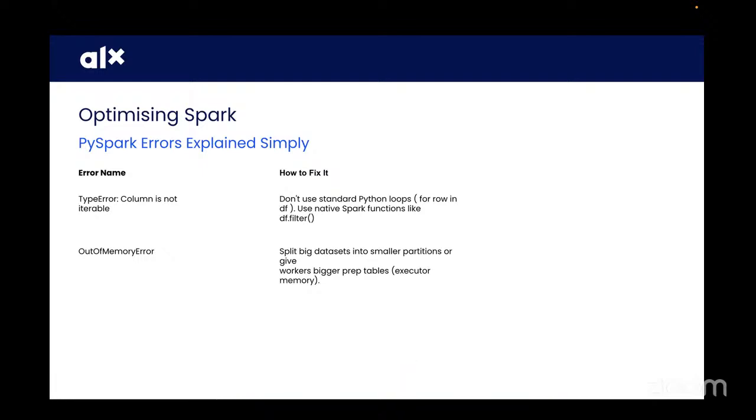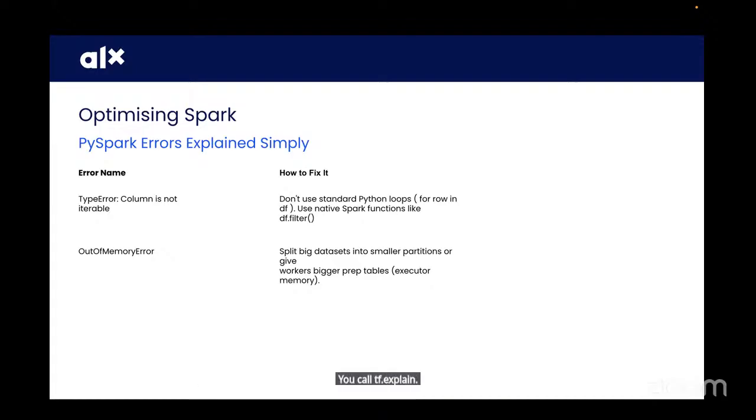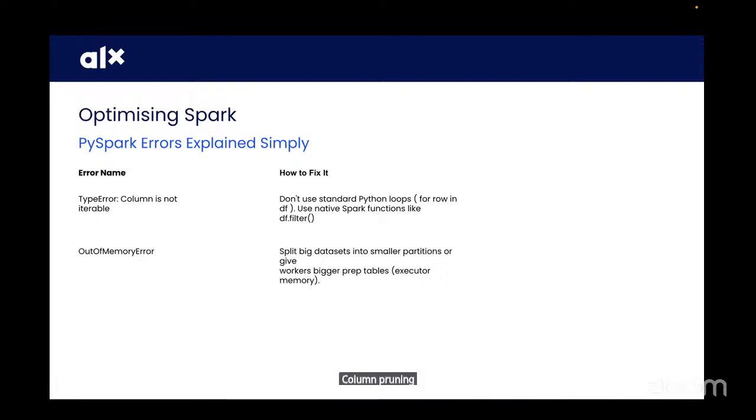And then the second one would be the recipe blueprint. We want it to explain, because we're using the kitchen analogy. So before turning on the stove, you call df.explain. It lets you inspect the head chef's exact plan. You check if Spark can perform smart shortcuts like filter pushdown, where you throw away bad ingredients before washing them, and column pruning, where you are ignoring unused ingredients or unused columns.